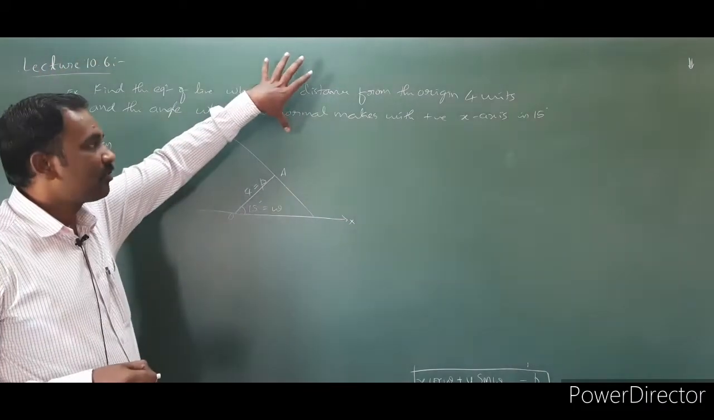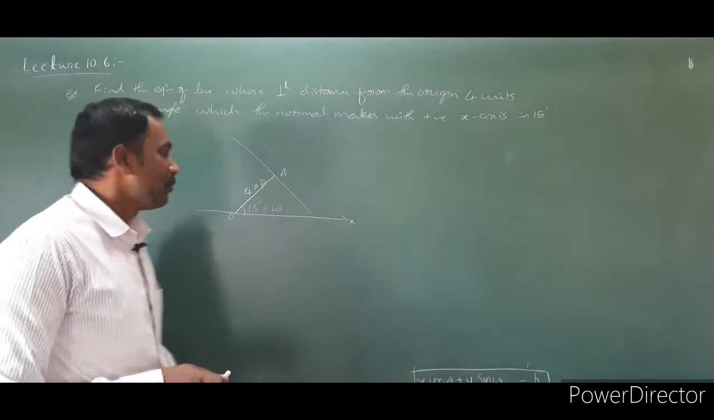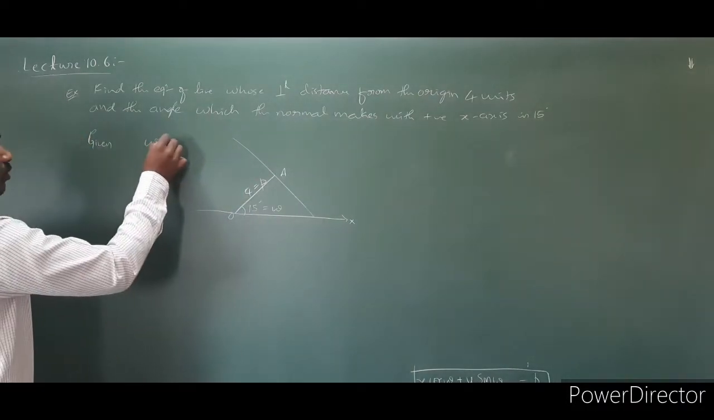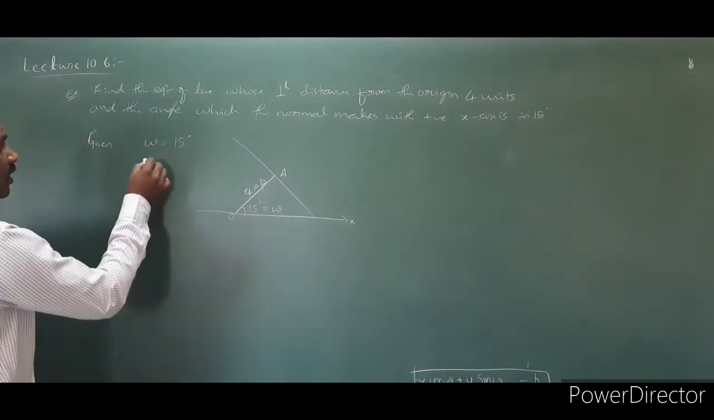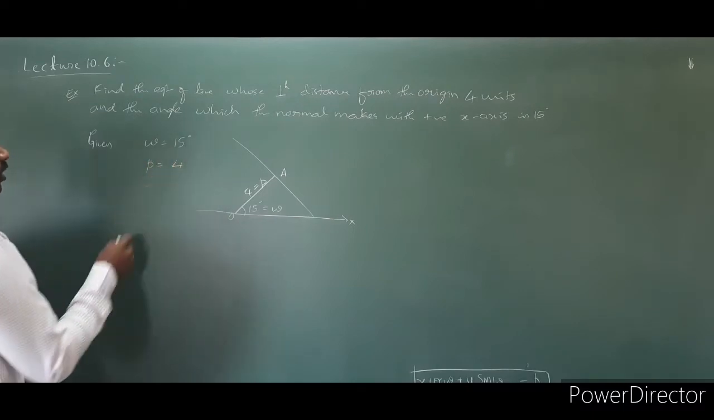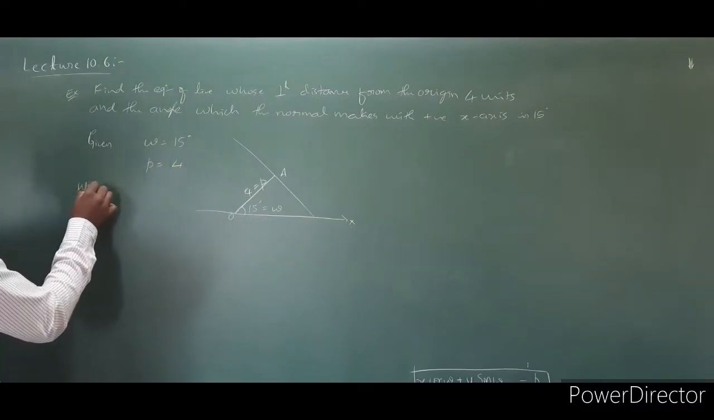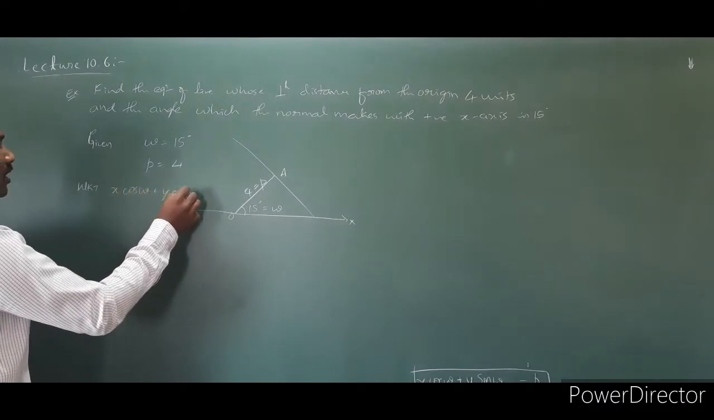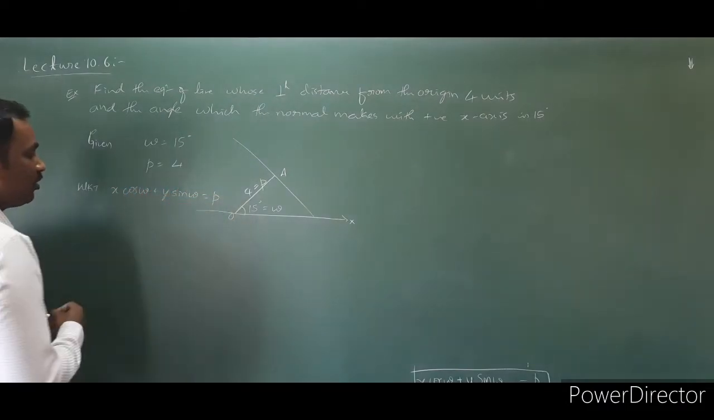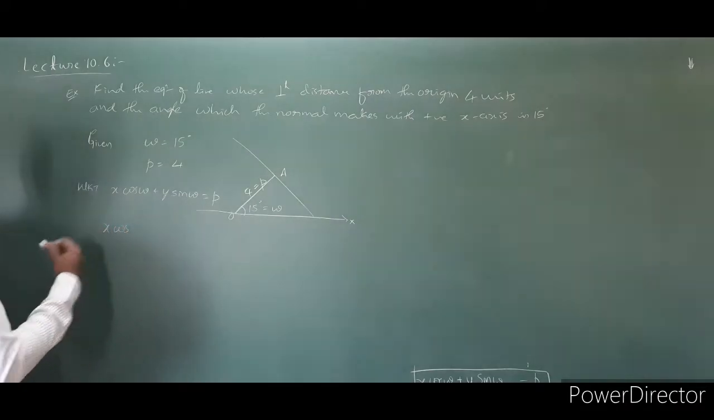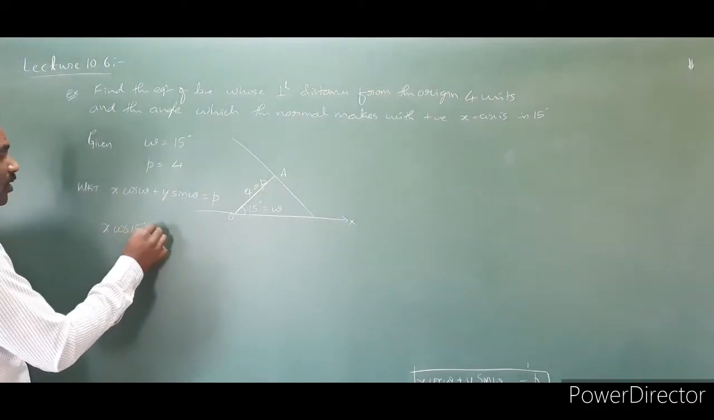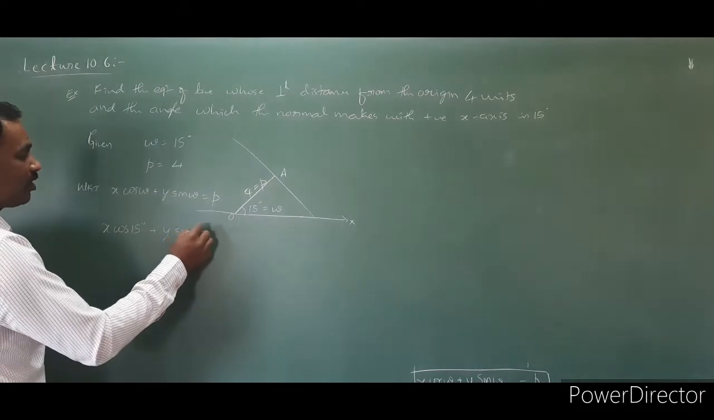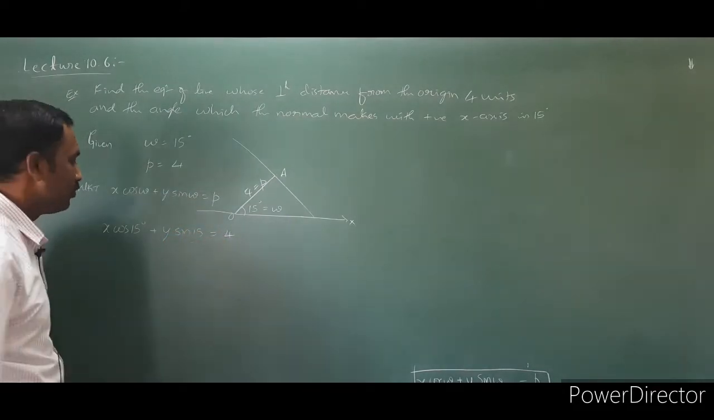Very simple question. From that direct form, given omega is 15 degree and p is equal to 4 units, we know the result. What is the result? x cos omega plus y sin omega is equal to p. So x into cos 15 degree plus y into sin 15 degree is equal to 4.